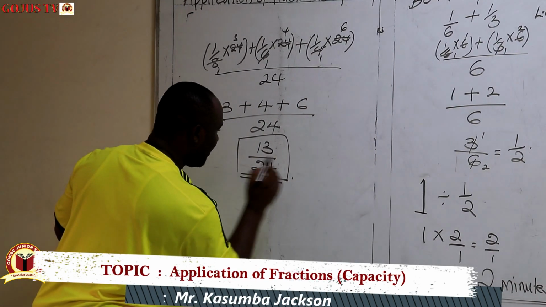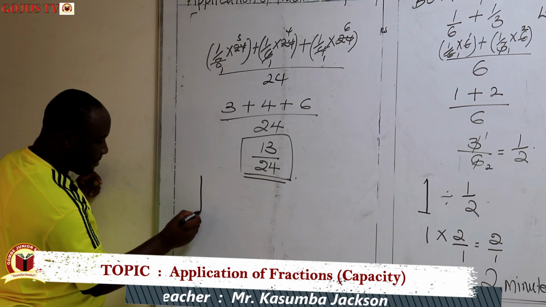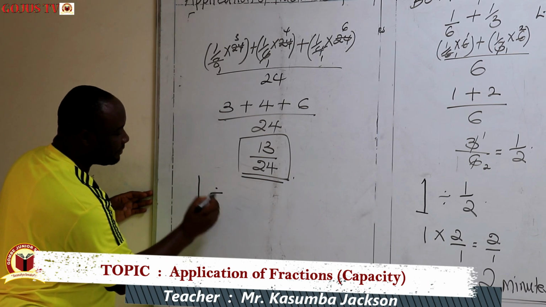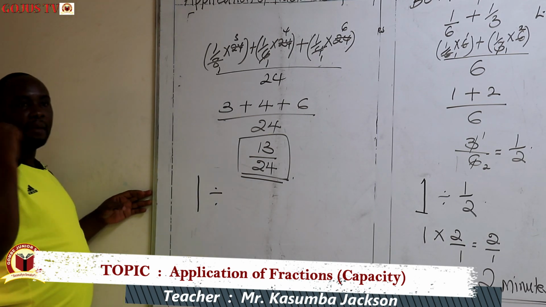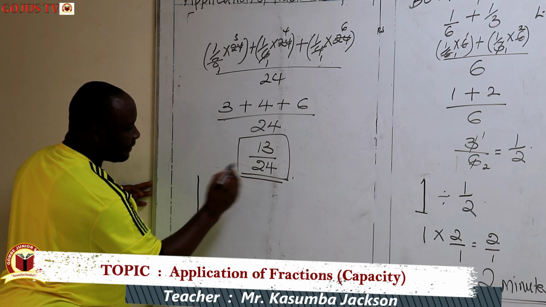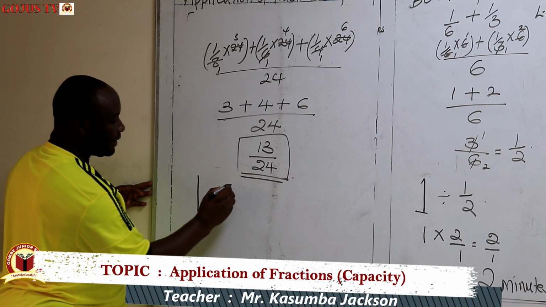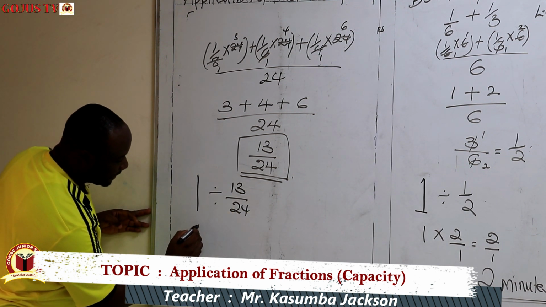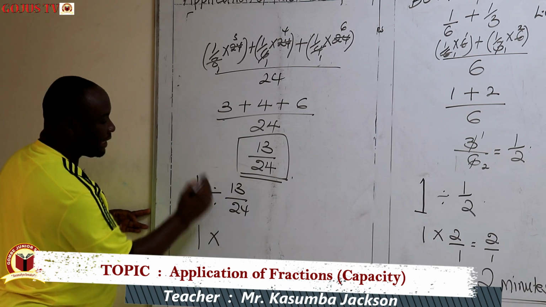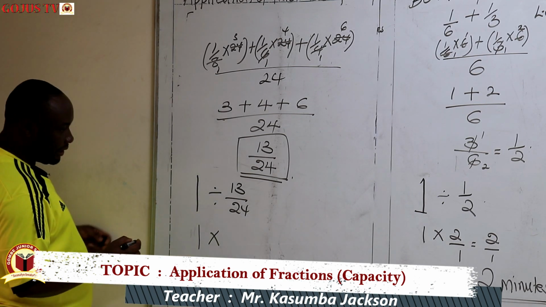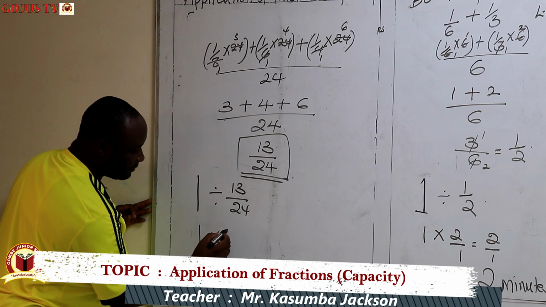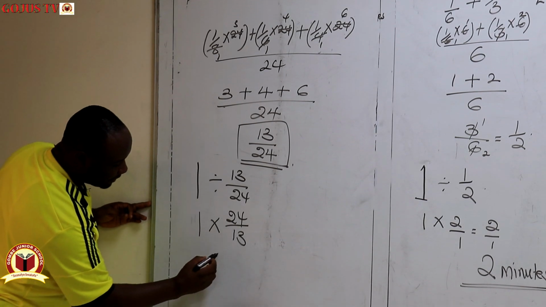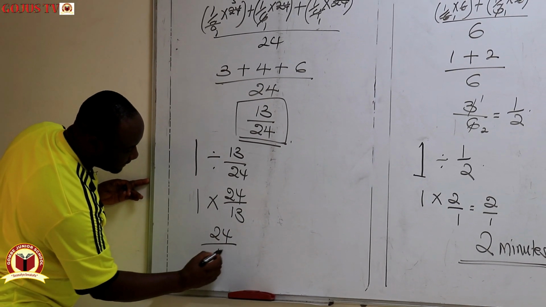So we want to know, if this is our whole number 1 representing a full tanker, how many of these are there? So we divide, because each of these is representing a minute, a fraction put in a minute. So the whole tanker divided by 13 out of 24 will give me 1 whole number multiplied. The sign changes to multiplication when we are dividing fractions. The following fraction becomes a reciprocal. So I'll be having 1 by 24, which is 24, divided by 13.